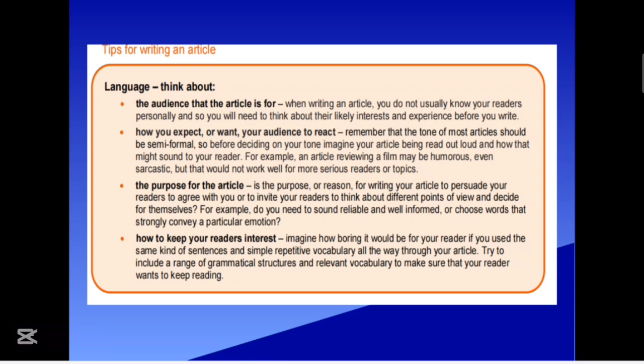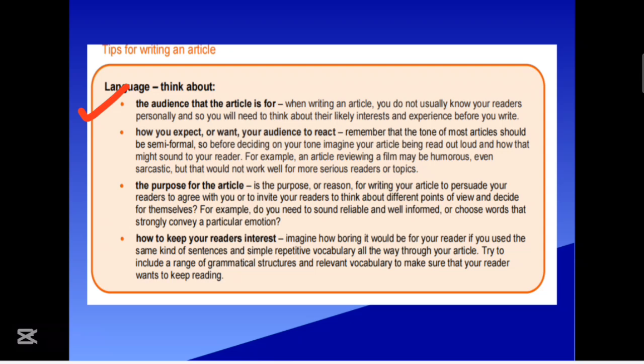Now think about the language. When we start writing an article, what is the first thing that we should think about? The audience that the article is for. When writing an article, you do not usually know your reader. You do not know them personally, because you are writing for a magazine. Anyone can open the magazine and read it, and so you will need to think about their likely interest and experience before you write.